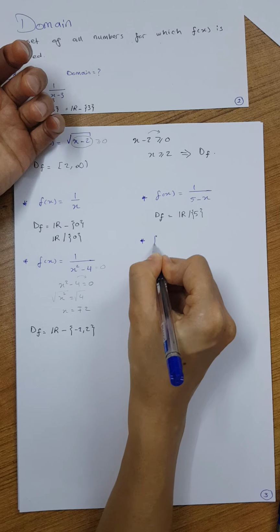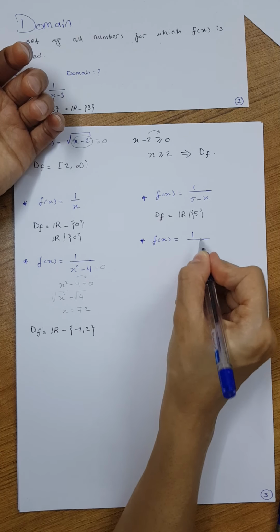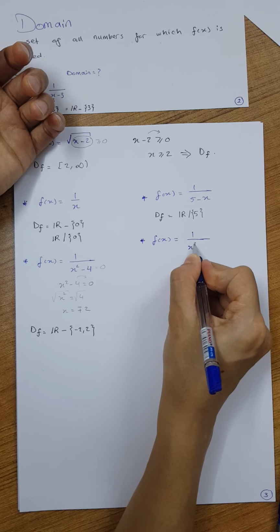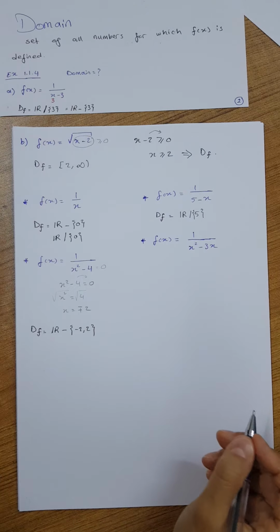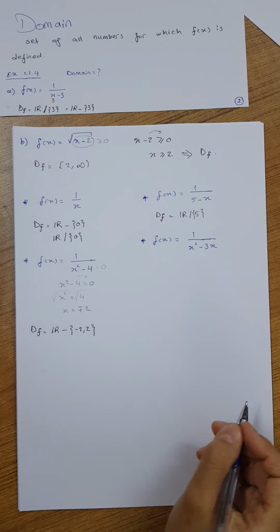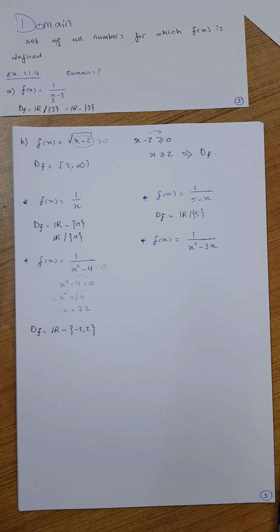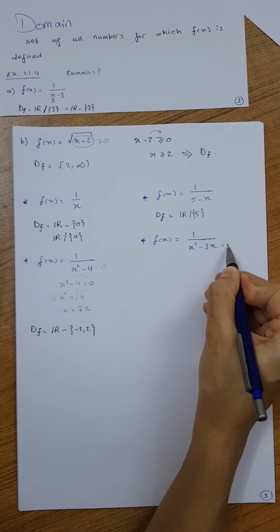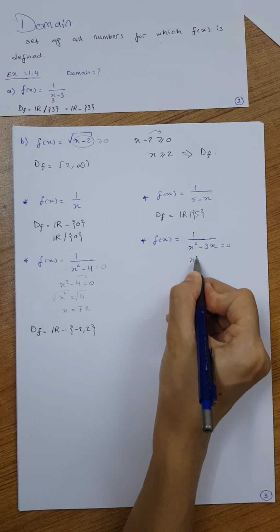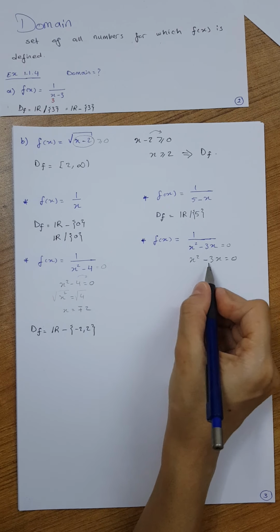Okay, let's give another function, f of x that's equal to 1 over, for example, x squared minus 3x. Can you guess this one? Which numbers are making a problem here? Of course, 0 is making a problem, and I have also got another number that is making a problem for me. So what will I do? I will think of those numbers that make the denominator equal to 0, and I will solve it. How can I solve this one?